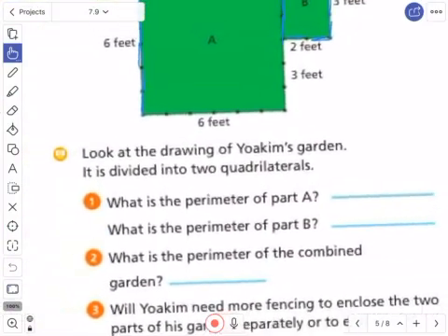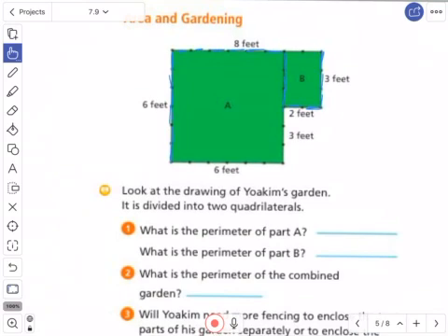And then you're going to find the perimeter of the combined garden. What that means is going all the way around the entire thing. You are going to be trying to find the perimeter of that whole combined garden, going all the way around. And again, you can either just count those pieces, or you can do some addition, adding it up. Really up to you what you want to do for that.